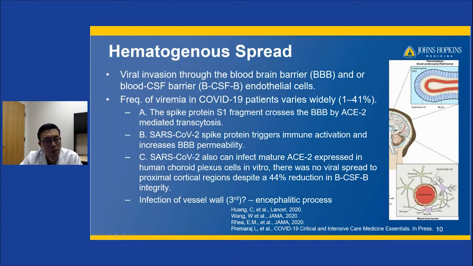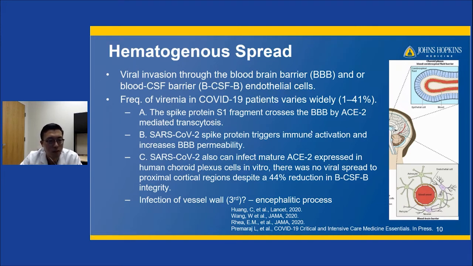cells. Frequency of viremia in COVID-19 patients varies widely, 1 to 41%, pretty significant wide ranges. And the theory is circulating SARS-CoV-2 can bind to BBB or blood CSF barrier endothelial cells, where host proteases cleave SARS-CoV-2 spike protein into S1 and S2 segments. And this spike protein S1 fragment crosses the BBB by ACE2 mediated transcytosis.